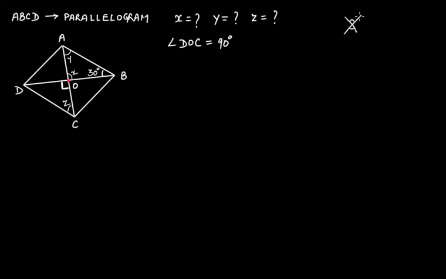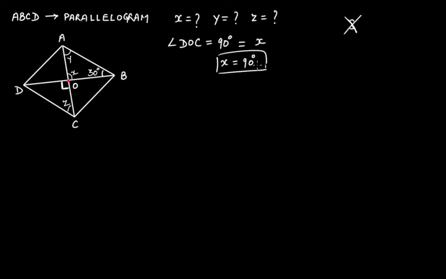These two angles will be vertically opposite angles, and vertically opposite angles are always equal. So from the property of vertically opposite angles, we can say that X will be equal to angle DOC, that is 90 degrees. So X is 90 degrees.